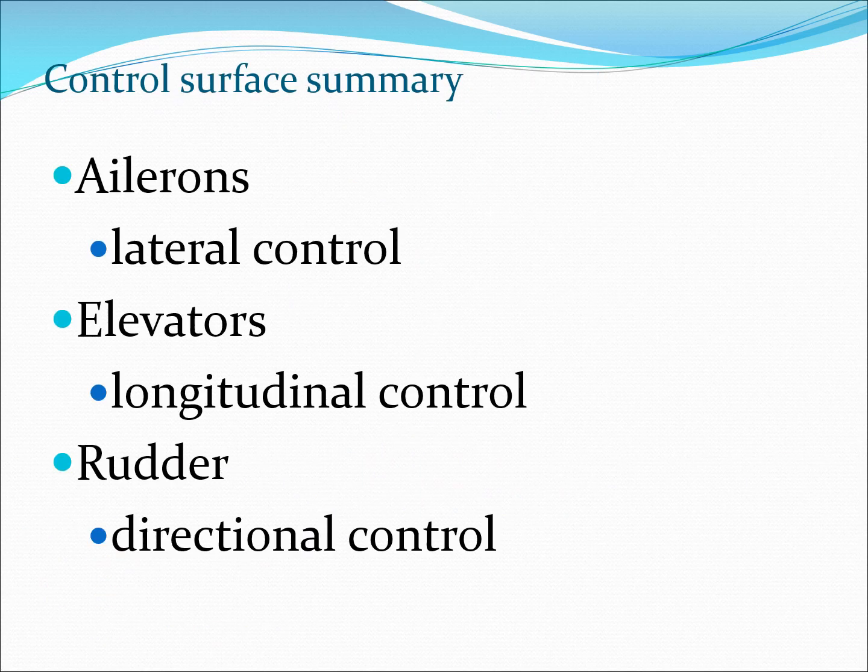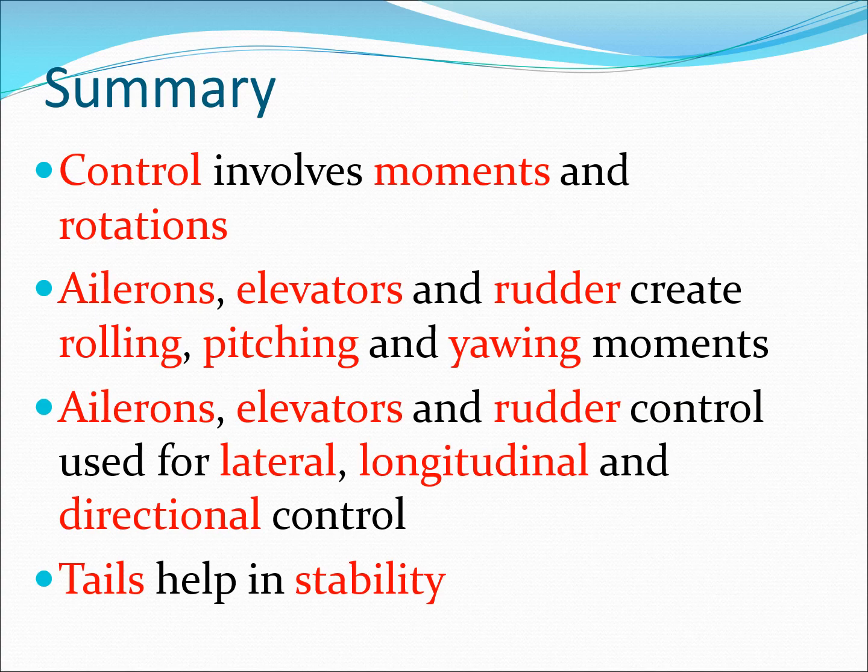So to summarize, we see today that three very important control surfaces are there in the aircraft through which the pilot can control the vehicle. Essentially these are the ailerons, which are used for lateral control, the elevators, which are used for longitudinal control, and rudder is used for directional control. So let us summarize today's lecture, which essentially started our journey into the stability and control aspect of aerospace engineering.